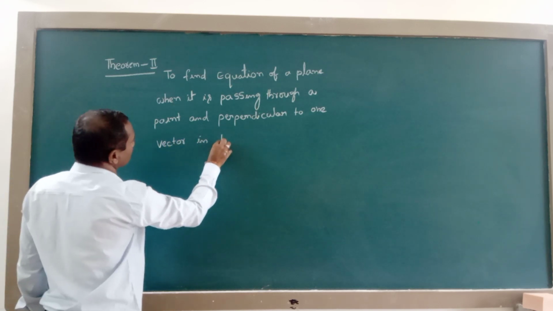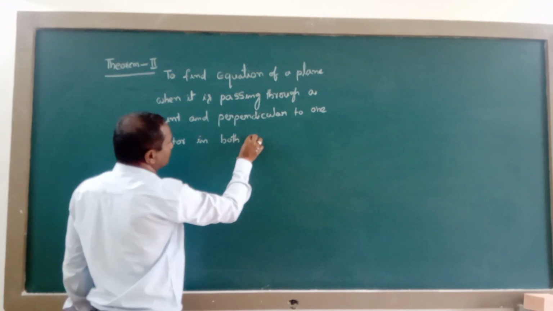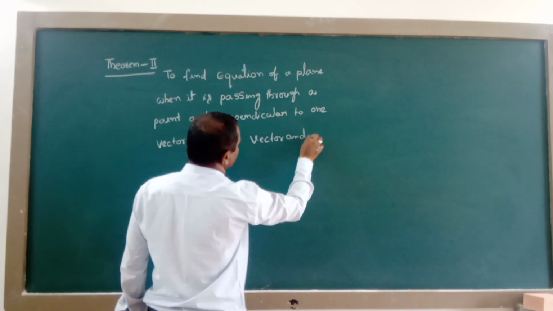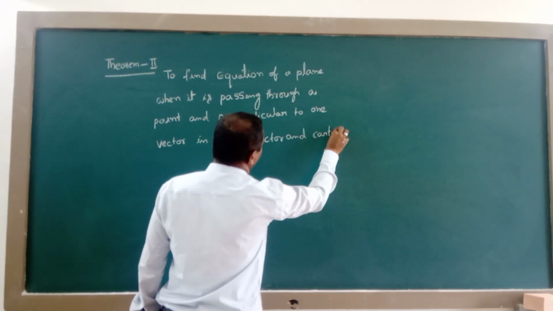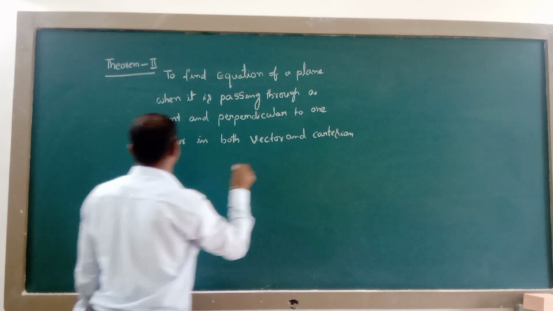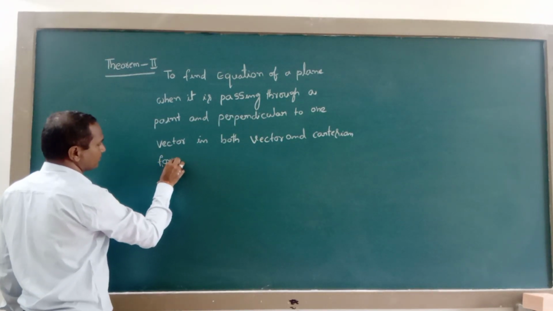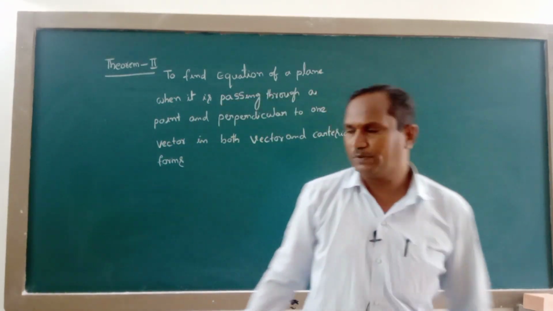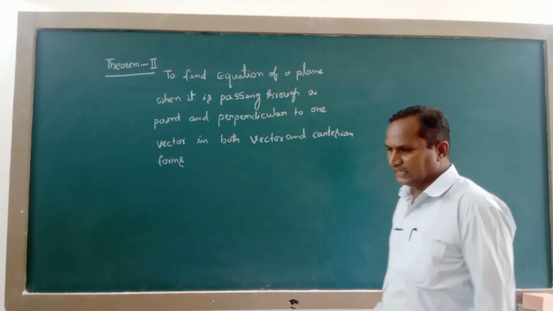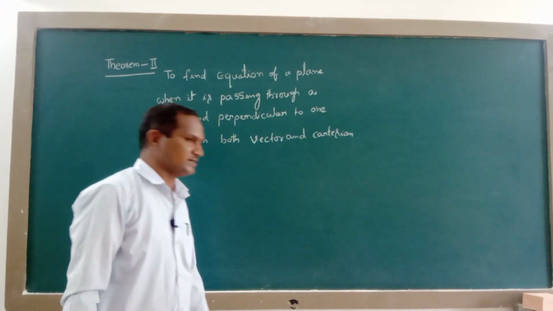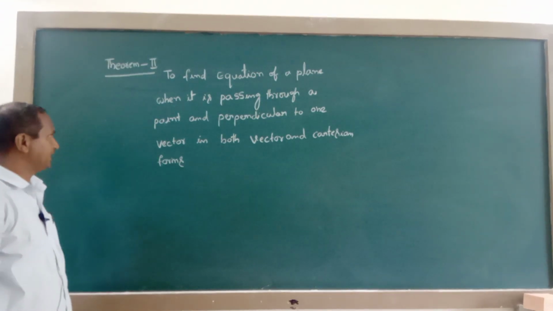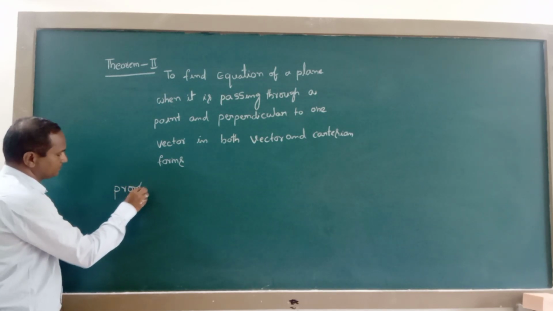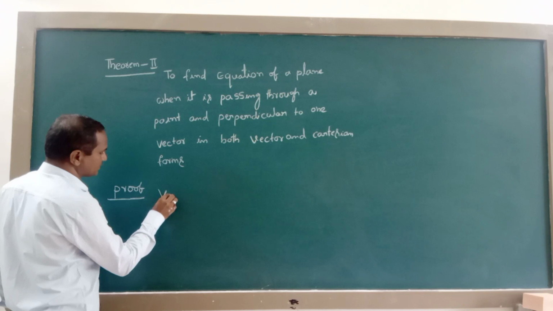In both vector and Cartesian forms. Here also, a plane is passing through a point and perpendicular to one vector. So diagrammatically I am showing how it is passing through a point and how it is perpendicular to one vector here. Proof first in the vector form.